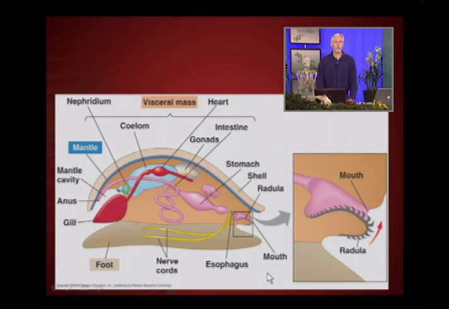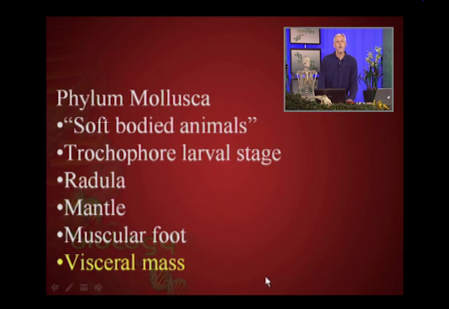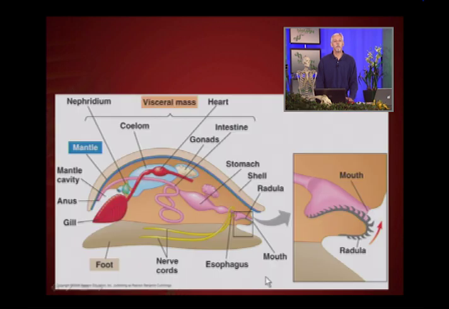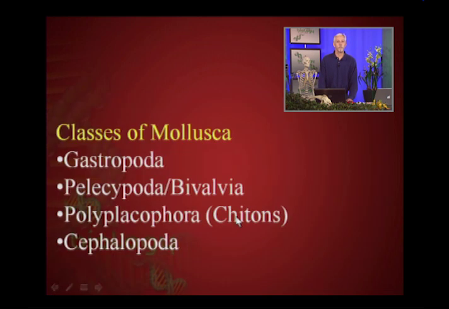They also have a muscular foot that they use for locomotion. In the case of a slug or a snail, they're actually going to be crawling on that, but it can be highly modified, for example, into the arms of an octopus or a squid. And then also a visceral mass, and what that means is that they have well-developed organs. So we are now seeing a heart, a well-developed nervous system, organs associated with the digestive tract and so on.